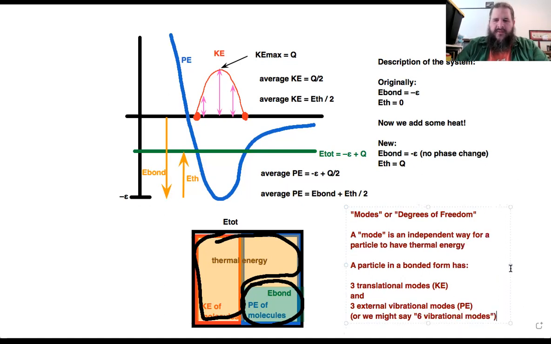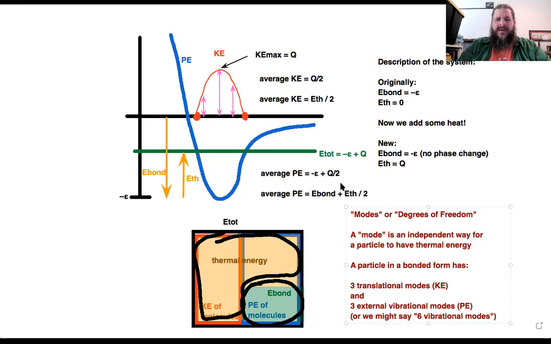So I've seen this described in both of these ways. You could say that the particle, one individual particle has 3 translational modes because it's able to move in 3 dimensions, and 3 external vibrational modes. External in the sense that this particle is vibrating with other particles nearby. Or you could just say it has 6 vibrational modes, of which 3 count as kinetic energy and 3 count as potential energy.